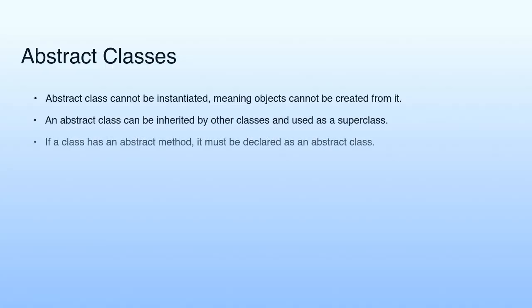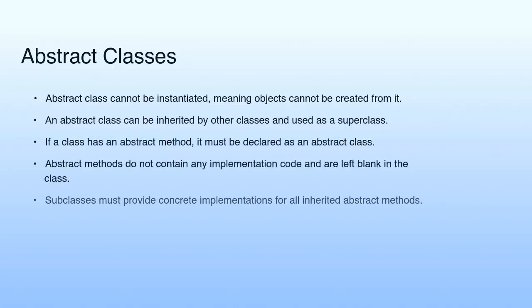Abstract classes cannot be instantiated, meaning objects cannot be created from them. However, an abstract class can be inherited by other classes and used as a superclass. If a class has an abstract method, it must be declared as an abstract class. Abstract methods do not contain any implementation code and are left blank in the class. Subclasses must provide concrete implementations for all inherited abstract methods.